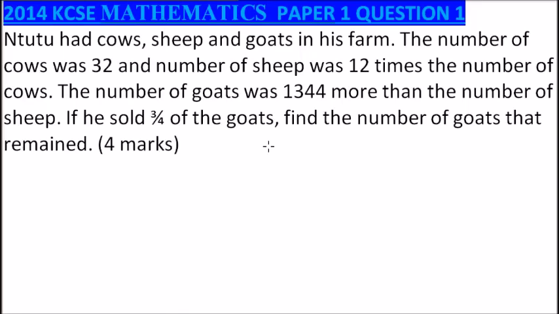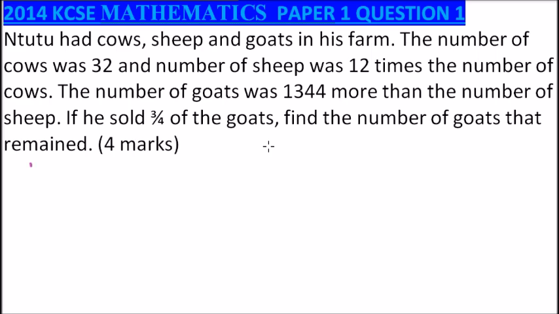2014 paper 1 question 1. Intutu had cows, sheep and goats in his farm. The number of cows was 32 and the number of sheep was 12 times the number of cows. The number of goats was 1,344 more than the number of sheep. If he sold 3/4 of the goats, find the number of goats that remained.